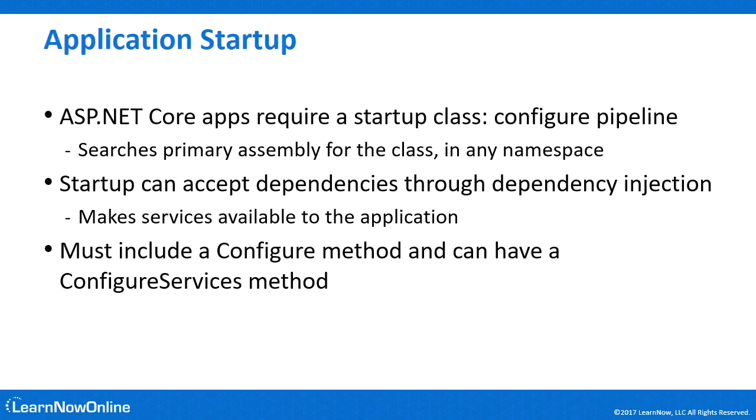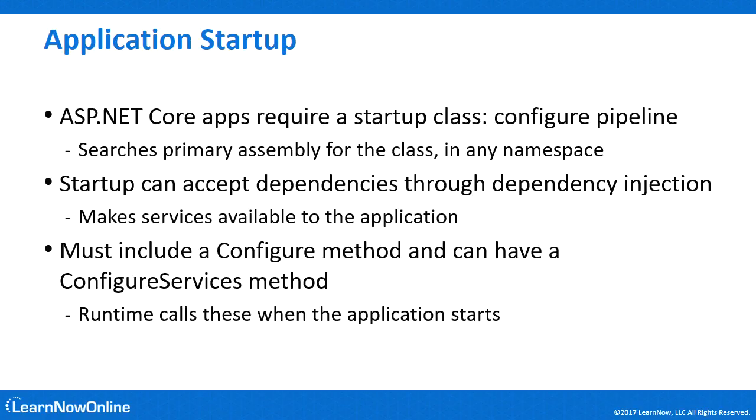All right, now you have to include a Configure method, and you can have an optional ConfigureServices method. So these are the two methods that the runtime calls when the application starts. And as you'll see shortly, this is where you pull services into the application and then define the pipeline using middleware that determines how a request is going to be processed. And this is really cool because you can control the order in which a request is handled by various services. So let's talk a little bit more about those two methods.